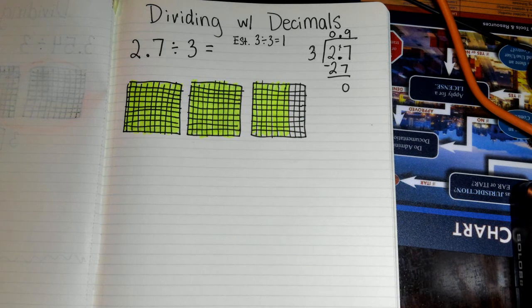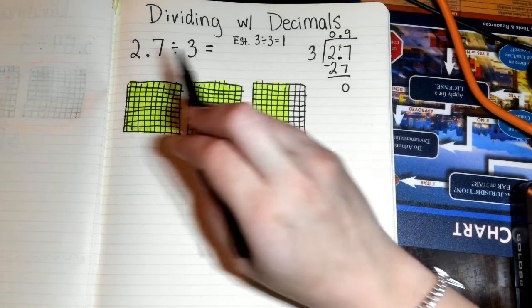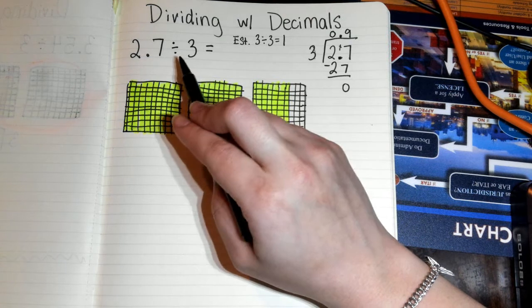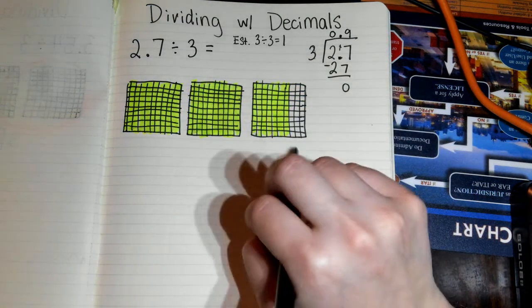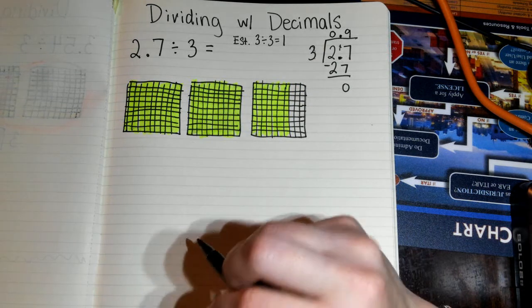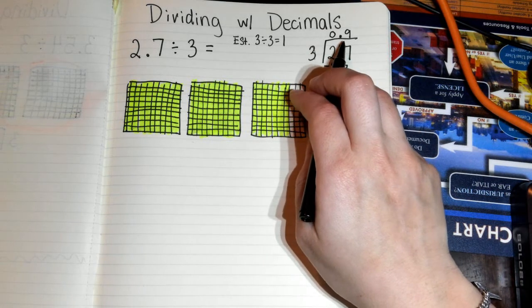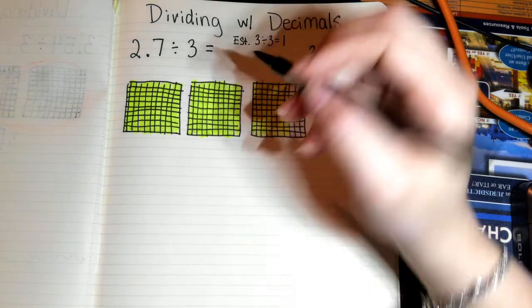Our answer is 9/10. And again, I know a lot of you are like, oh my gosh, I've already had that answer since you practically wrote down the problem. I know. It's not about getting the answer. It's about being able to model the question, though. So if I wanted to model the fact that 2.7 divided by 3 equals this, what I need to do is divide this model up into 3 sections. Each section should contain 9/10.